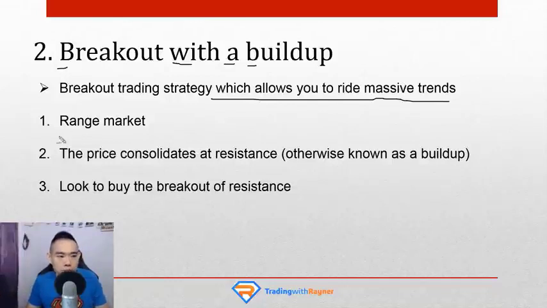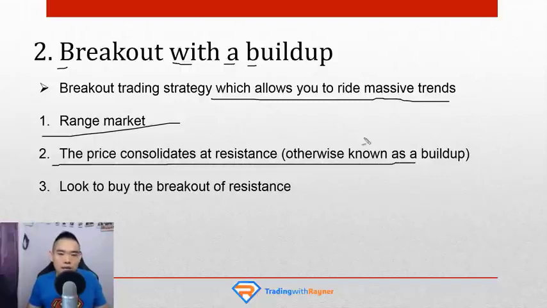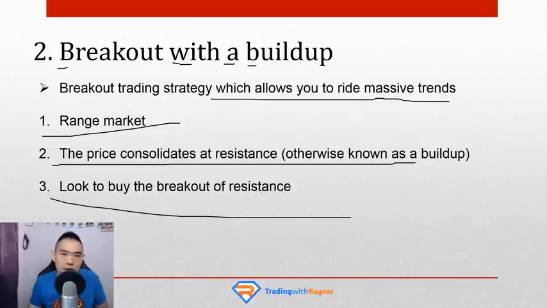So what you're looking for is, number one, a range market. The market has to be in a range. If you want something more objective, look for a range of at least 80 candles or more. Then the price consolidates at resistance, otherwise known as a build up. This is where the price is at resistance and starts consolidating for about 10 candles, forming a very nice tight consolidation. I call this a build up. And then you'll look to buy the breakout of resistance after the build up has been formed.